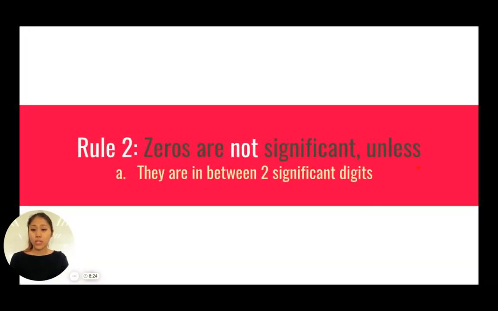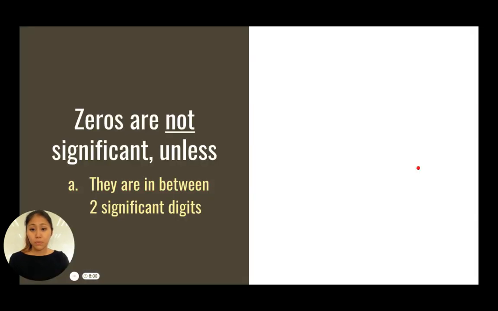Now, there are 2 exceptions, and this is where Rule 2 and Rule 3 come in. Rule 2 is that zeros are not significant unless they are in between 2 significant digits. So just now we looked at non-zero integers. We're going to take a look at when a 0 can be considered significant. The first one is when they are in between 2 significant digits.